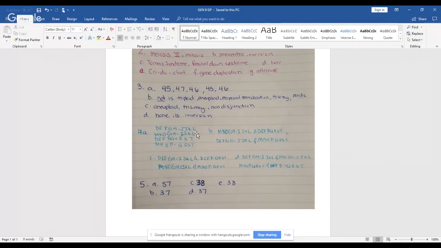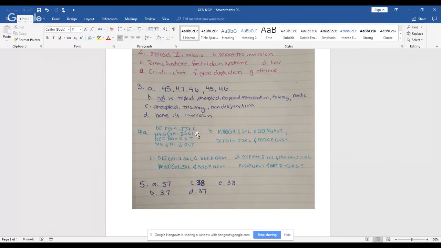For part B, it says identify the allele composition produced by alternate segregation. So you'd have the two normal ones paired together, the DEFGH IJKL and the MNOP QRST. And then you'd have the two switched parts paired together, the MNOGH IJKL and DEFP QRST. For part C, identify the allele composition for adjacent 1 segregation. So I got the DEFGH IJKL with the DEFP QRST and the MNOGH IJKL with the MNOP QRST.